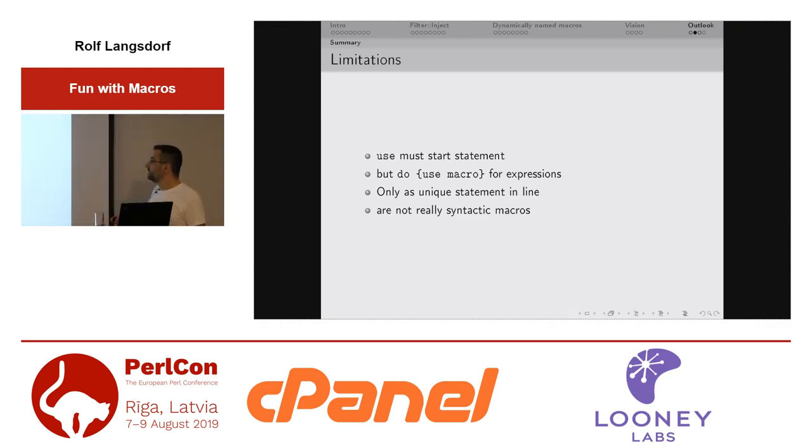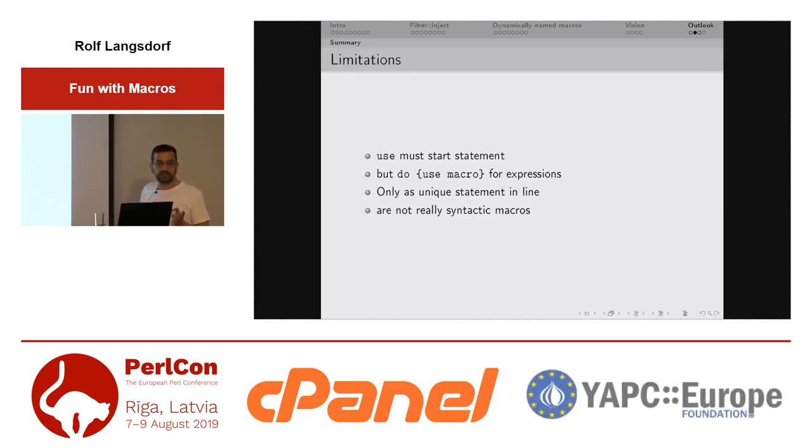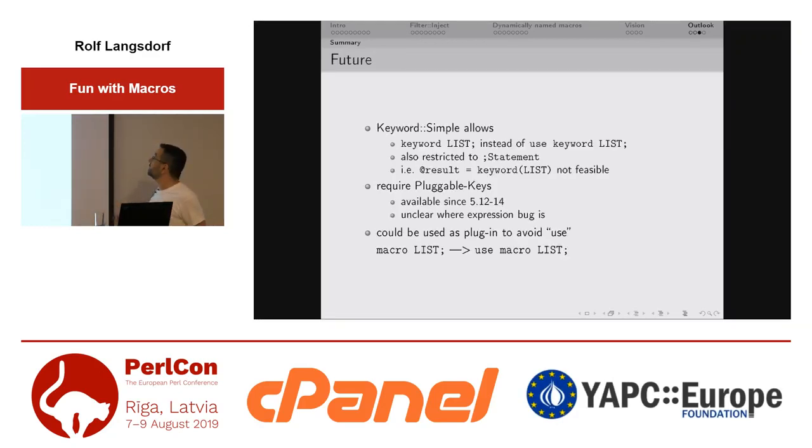And they are not really syntactic macros, so we could continue to work to get into the real code. Because at the point where our macro is called, it's already compiled. So I could use B::Concise or B::Deparse, look into the optree, see what code I got, and decompile it, and then I could really have a syntactic macro. But this is just fantasy. For the future, there is Keyword::Simple.